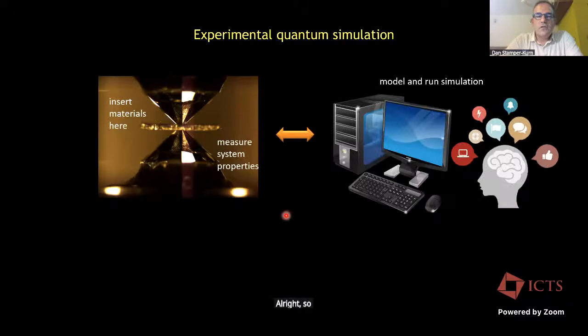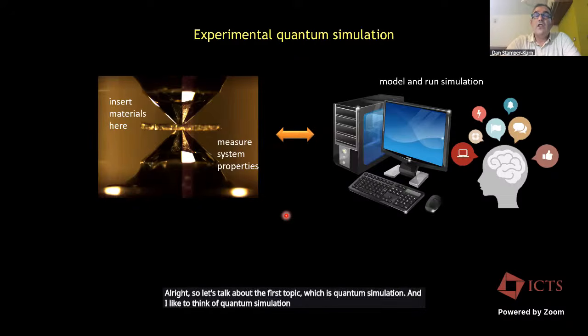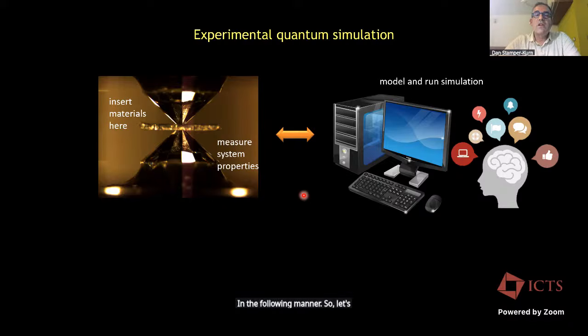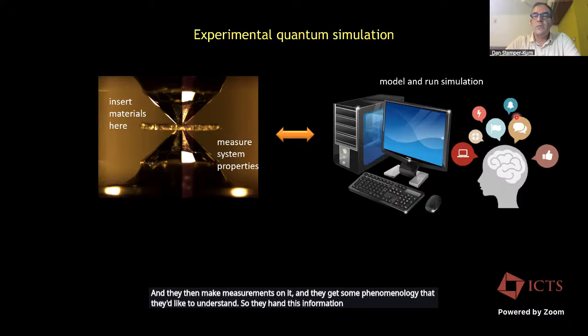All right, so let's talk about the first topic, which is quantum simulation. And I like to think of quantum simulation in the following manner. So let's consider condensed matter physics, the study of materials. And the standard approach to material science or condensed matter physics is sort of a dialectic between experimentalists and theorists. The experimentalists find some flake of something in the ground or underground or in a river or whatever, maybe in a laboratory, and they then make measurements on it. And they get some phenomenology that they'd like to understand. So they hand this information over to a bunch of theorists.